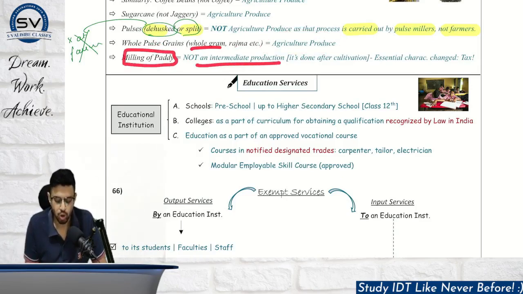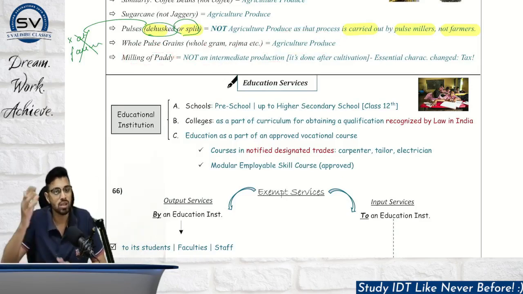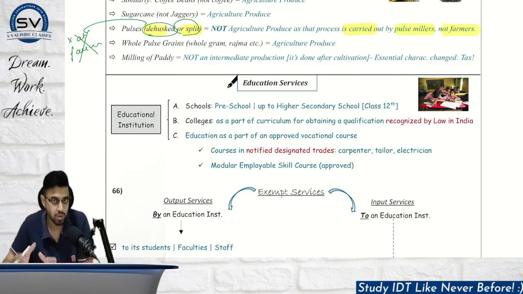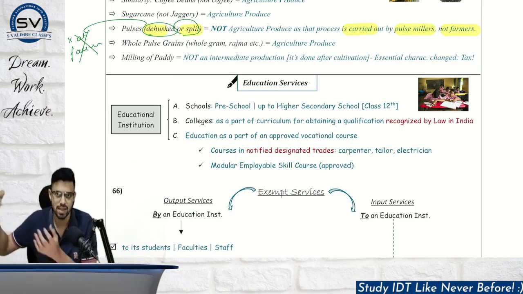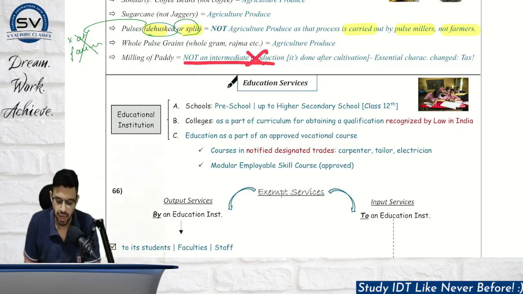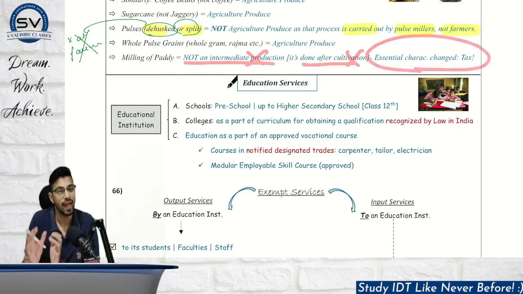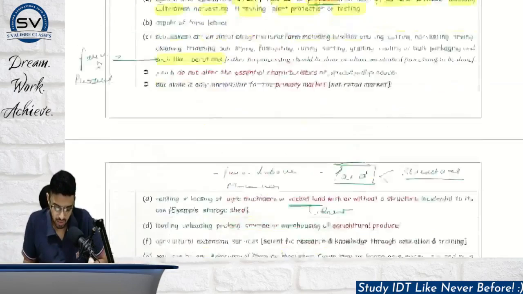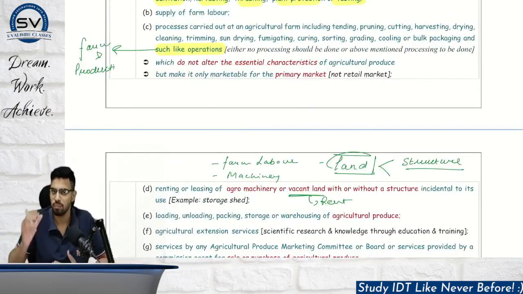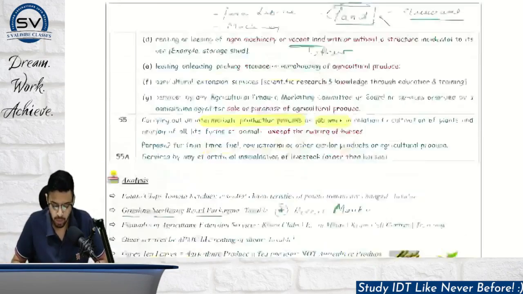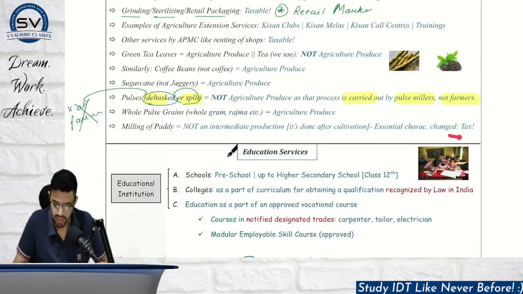Milling of paddy is not an intermediate production. Why? Because the conversion of the paddy and the milling process is not done by the farmers. It is done by the mill related people. We can say that particular business is not by the farmer. So it is not an intermediate production. It is done after cultivation. Hence the essential characteristic is changed. This was the condition, that it should not alter the essential characteristic, but when milling is done, paddy's essential characteristics are changed. So that process is leviable to GST. I hope this is clear.